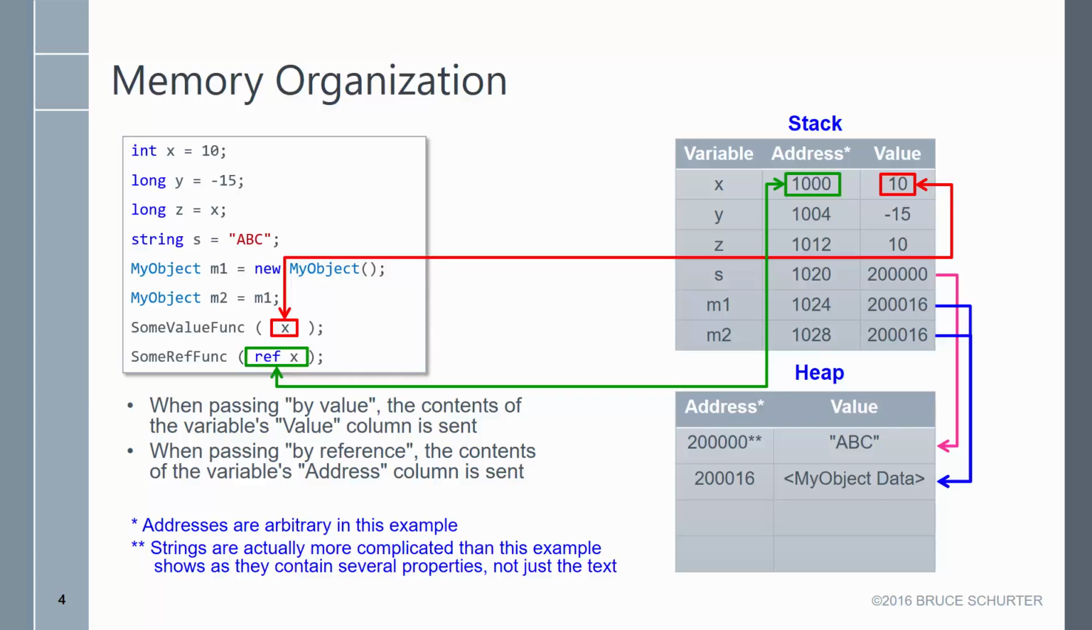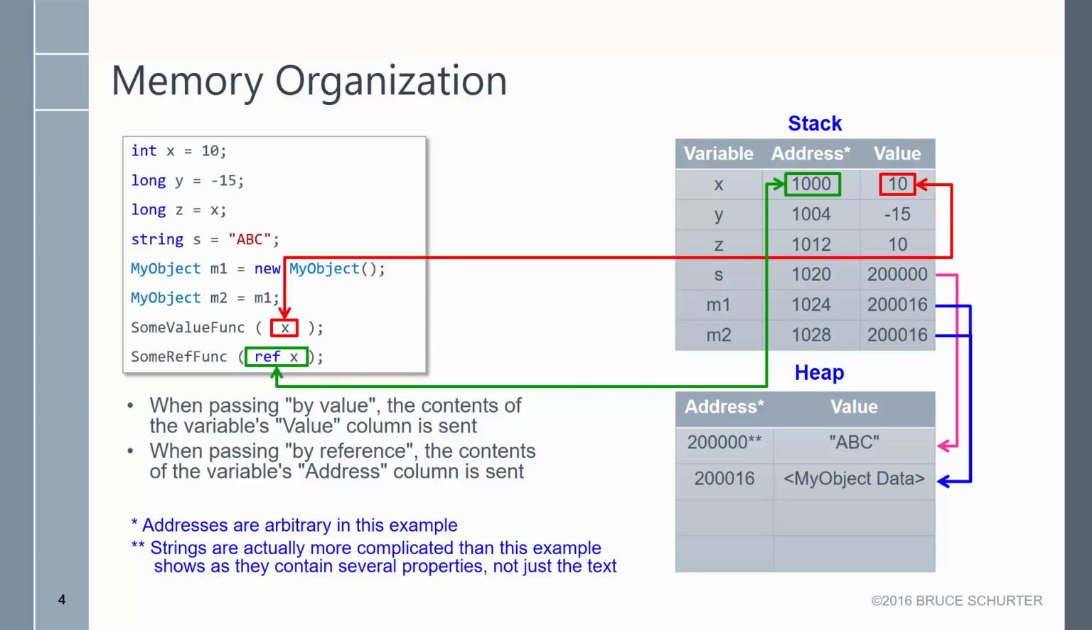So if we declare a variable of type int called x and assign the value of 10, what happens is the CLR allocates memory in the stack. In this case, we're arbitrarily picking address 1000 where it's being stored. These addresses are strictly make-believe, made up just for this demonstration. And as you can see here in the stack, we have three columns: the variable, the address, and the value. So x is stored at address 1000, and the value of 10 is placed at that location. That is actually what is stored in the stack.